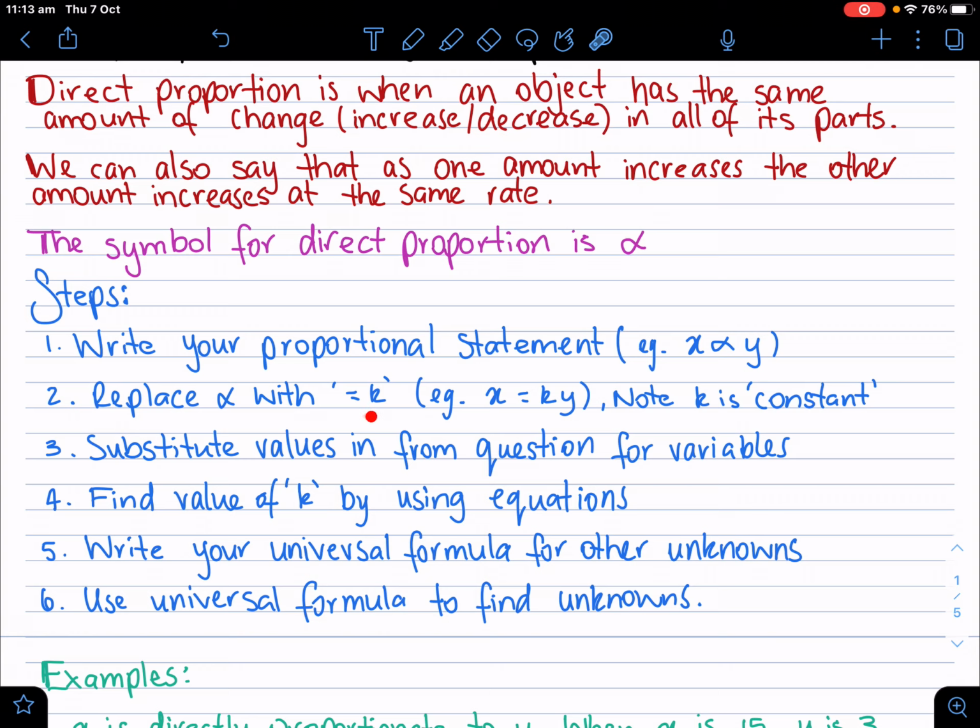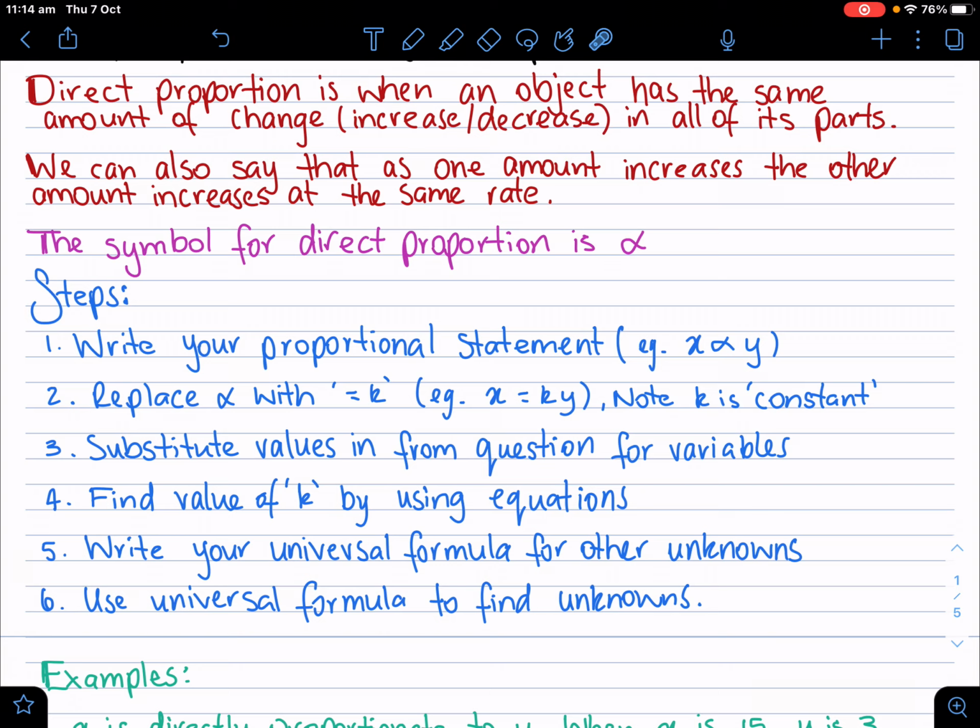Once you have replaced with equals K, you substitute whatever values you know from the question for the variables. In this case, x and y are variables. They will change, and k will remain the same. It's a constant. The question will give you values to substitute in, and you substitute them into their right place. When we do an example, that'll make sense. Once you have substituted the values in, you have to find the value of k by using equations. So we have to get k by itself.